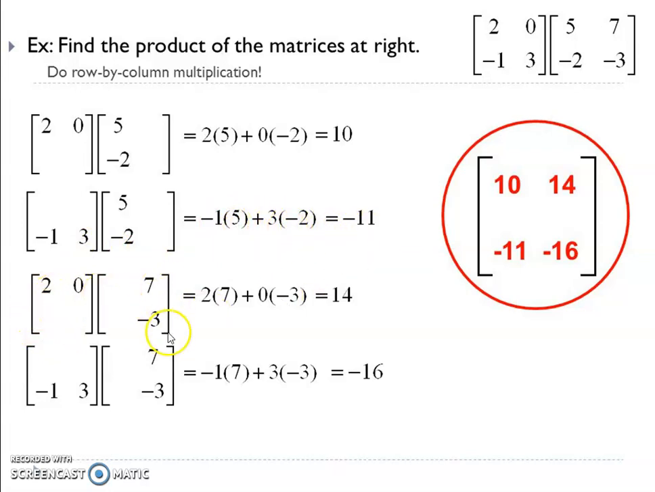Now first row, last column: 7 into 2 and 0 into minus 3, 14. And the last row and last column: minus 1 into 7 and 3 into minus 3. So we derive the final answer: 10, minus 11, 14 and 16. First row, first column, 10, 14. And second row, second column, here.